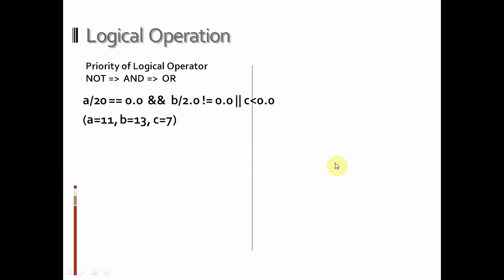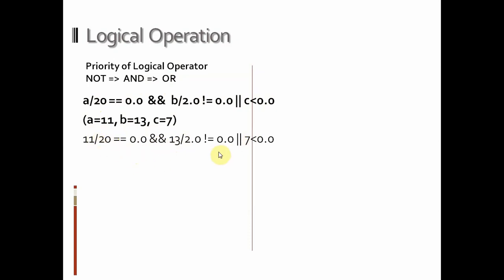Now we have to solve an expression based on the logical operations. First, we have to understand their priority. NOT is the highest in priority. After that, we solve AND, and at last we solve the OR operator. Here is an example that we have to solve. These are the values of A, B and C. So first of all, we will put all these values in this expression. We did it here.